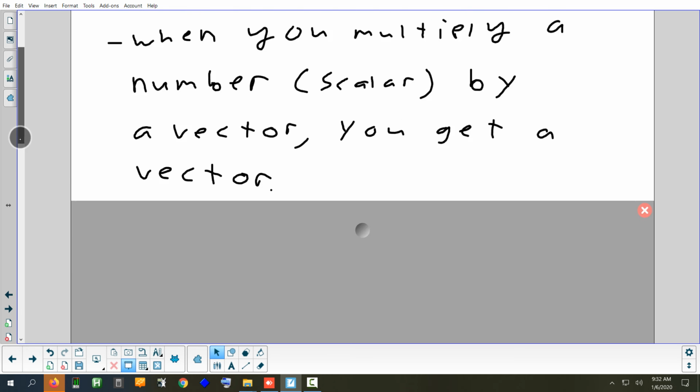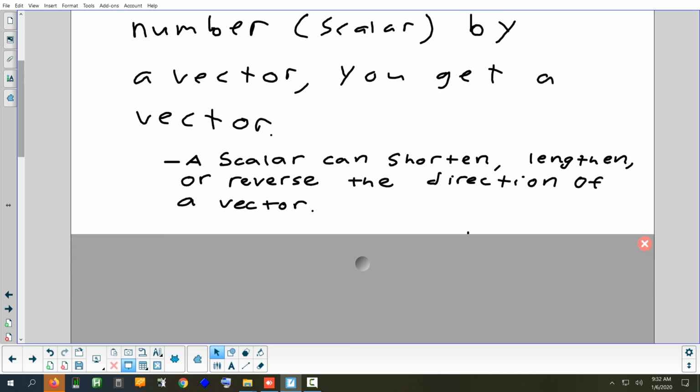So when you have a scalar in front of a vector, there are 3 things that can happen. It can lengthen the vector, it can shorten the vector, or it can also flip the direction. Those are the only three things that can happen. It can't just change it to a random direction. It can only flip it the opposite way if you multiply by a negative.